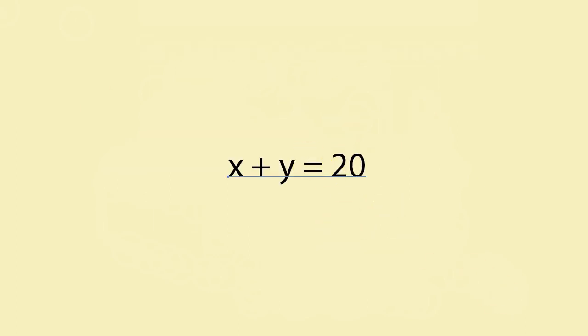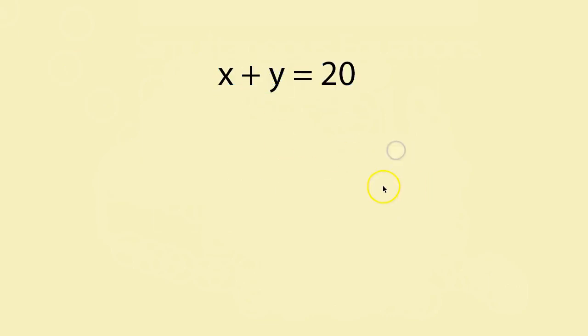Start with this. If I was asking you to solve this equation, x plus y equals 20, obviously there's a lot of answers to this. Well, I could have x is 5 and y is 15. x is 1 and y is 19. The thing about solving equations is one equation can help you find the value of one variable. So to find the value of 2 variables, we need 2 equations.